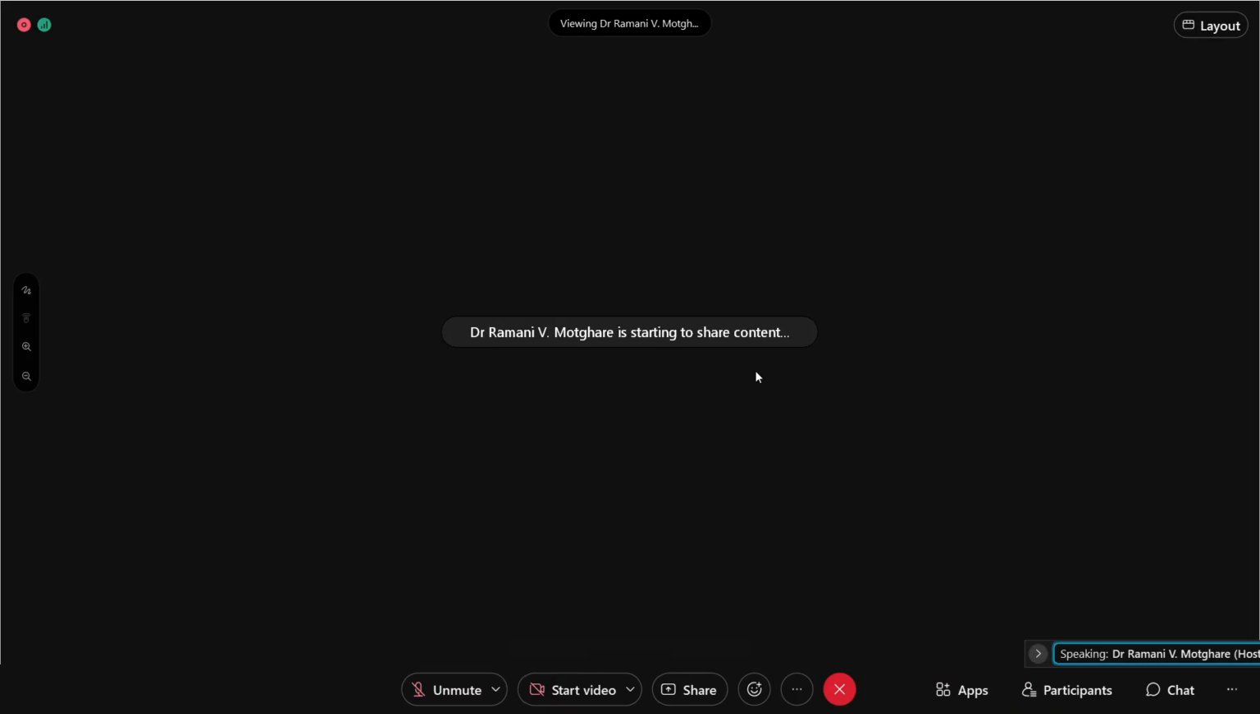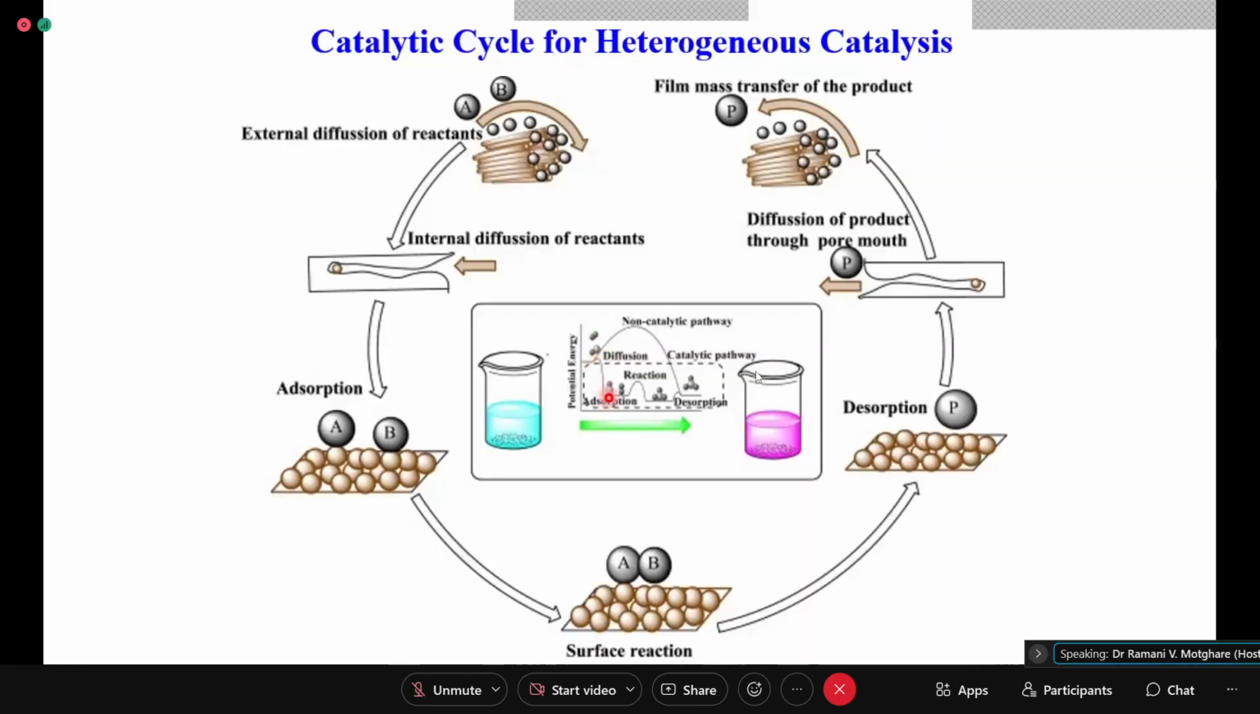That is the potential energy here, which shows that for the non-catalytic pathway, high energy is required. In a catalytic pathway, diffusion takes place and the various reactants arrange themselves on the surface of the adsorbent, leading to formation of a product, and the product getting desorbed, and there will be a change in the solute composition and concentration.